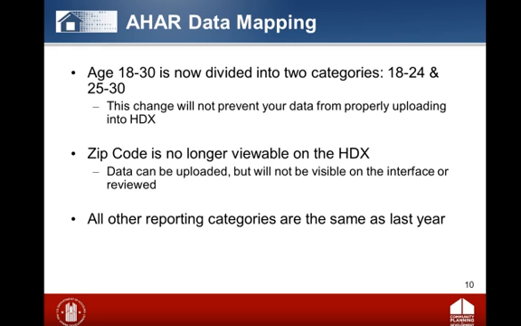Please note that there has been one major change to the AHAR submission requirements in 2015. Instead of reporting out the number of persons aged 18 to 30, communities will instead have to report separately on the number of persons aged 18 to 24 and 25 to 30. Questions regarding the change to this data element should be directed to your HMIS vendor or your AHAR liaison. The question recording zip code of last permanent residence has been hidden from view from the 2015 AHAR. This data element may still be included in an XML upload, but data corresponding to that question will not show up in the HDX.